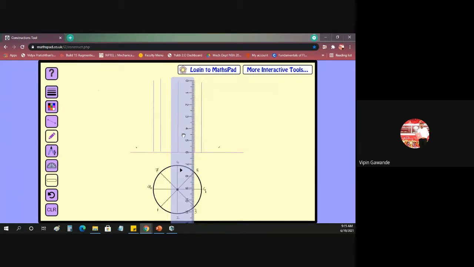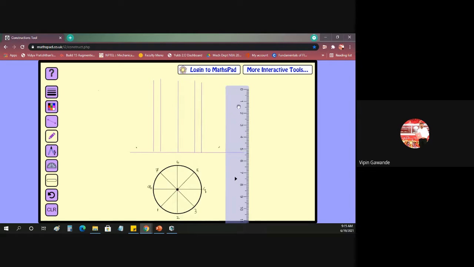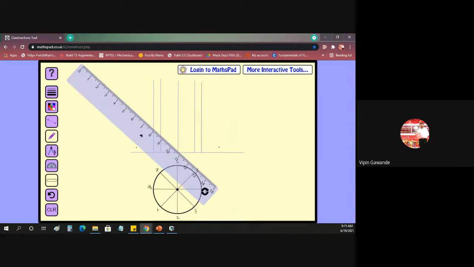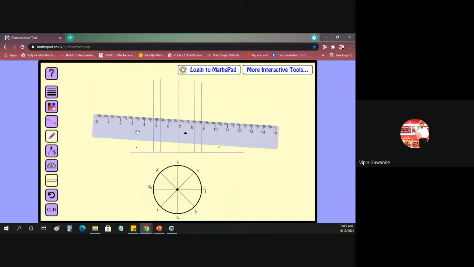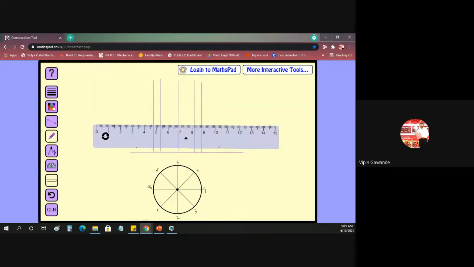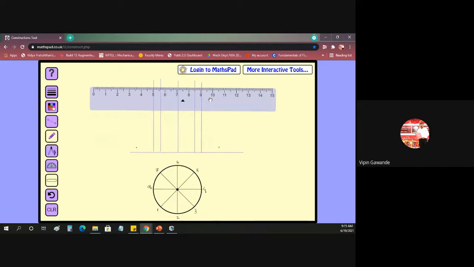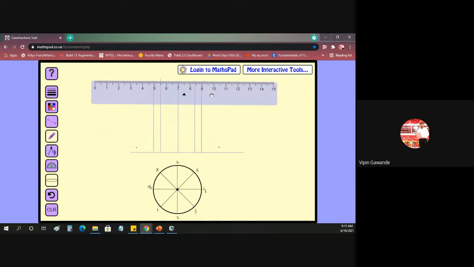So we transfer all the projections here, and all lines are 60 mm, because the height of the cylinder is 60 mm. So like this.